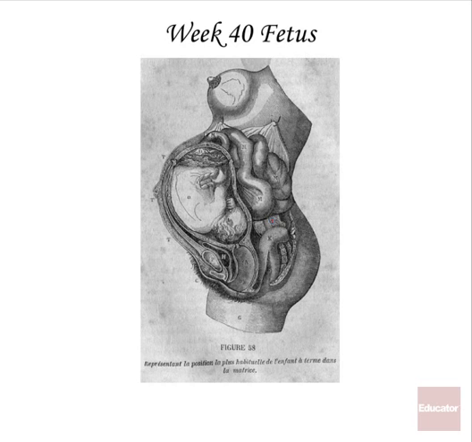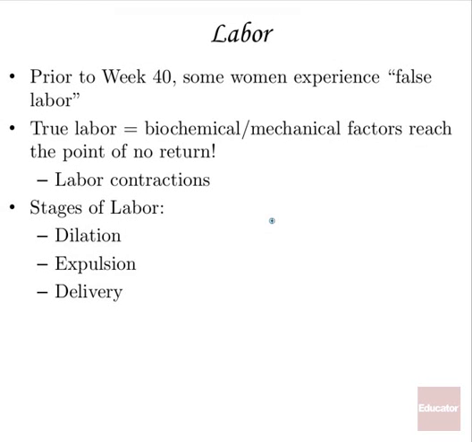But yeah, now we're going to move on to how does labor happen? So prior to week 40, some women experience false labor. So these are little bits of contractions in the uterine muscles that don't lead to real labor and real birth. So, sometimes it'll be like week 35 or week 36, a woman will feel stuff going on down there, go to the hospital, and it's a false alarm. The baby's not ready to come out yet.